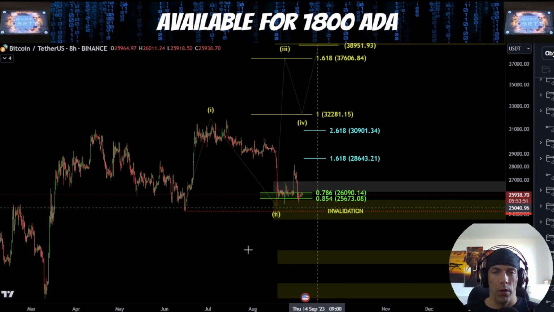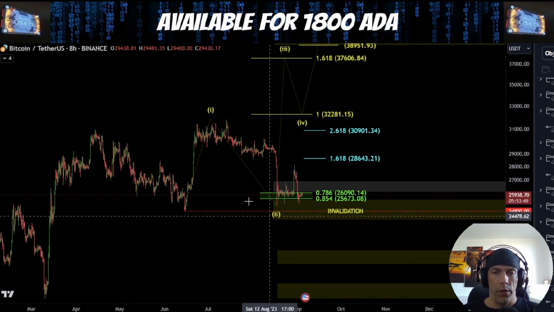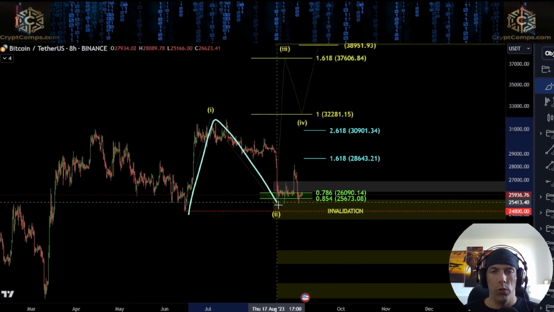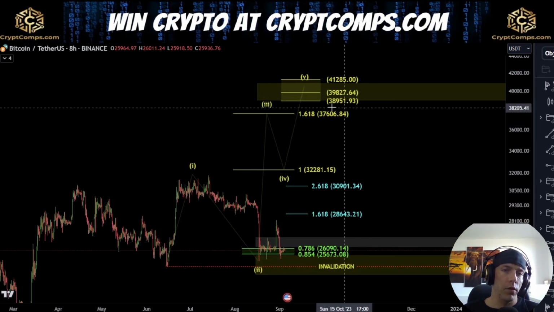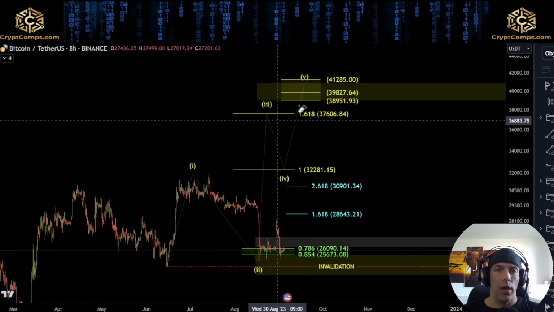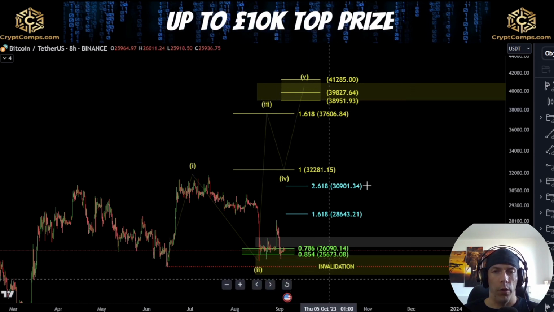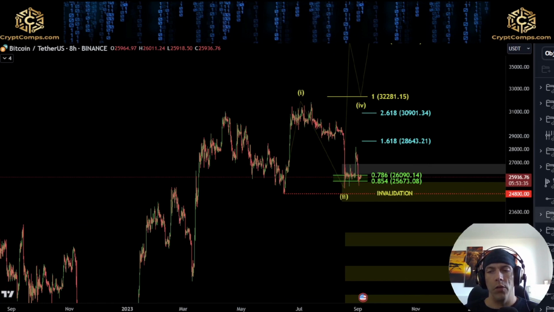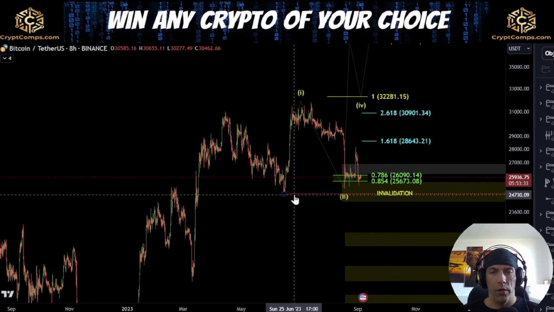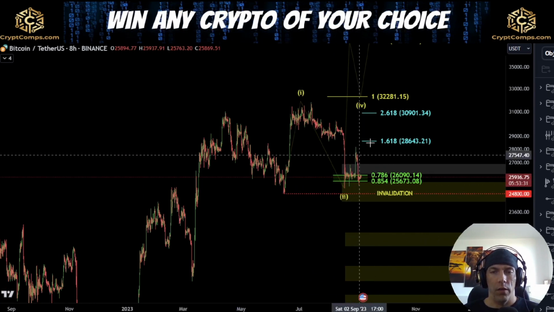Now, if we are looking at this as effectively 1 and 2, we need to see price breaking above 37,606 for confirmation that this is going to be developing into a 5-wave structure. Until we do that, we need to just be aware of that more bearish case here, where we still have that possibility of breaking this low and looking for that as a C wave.